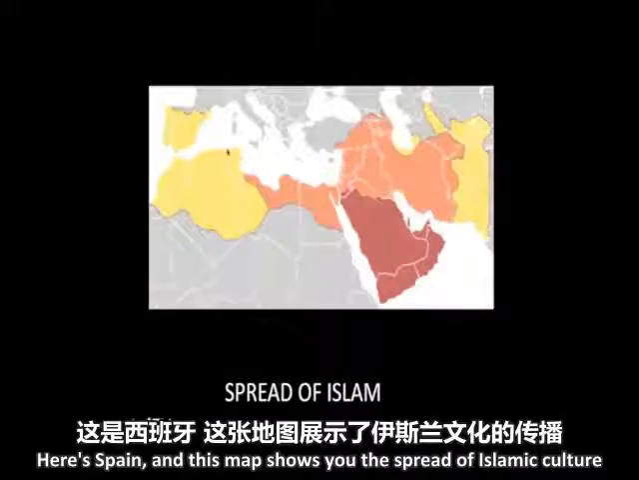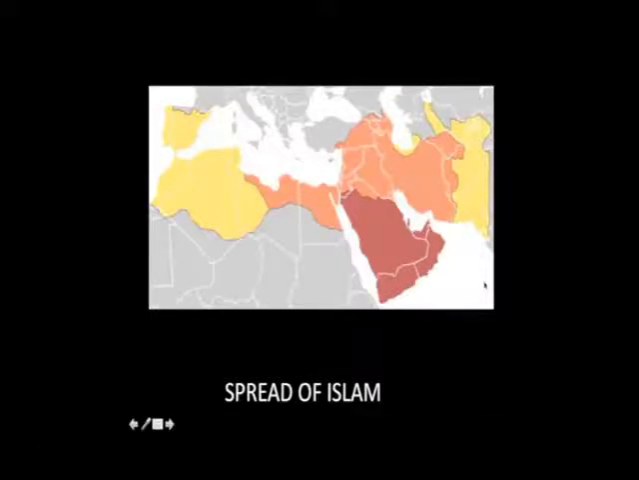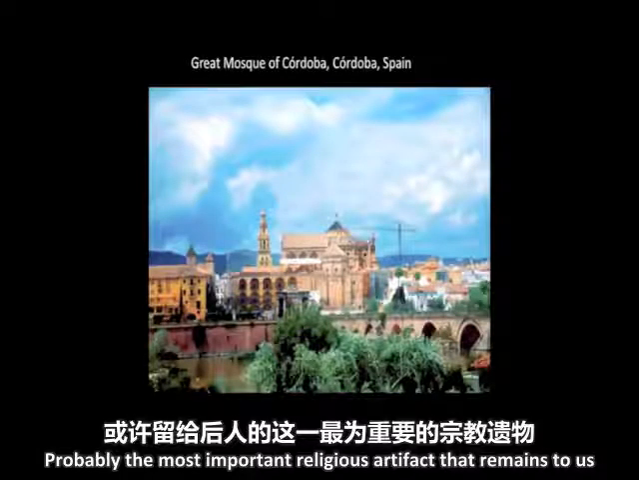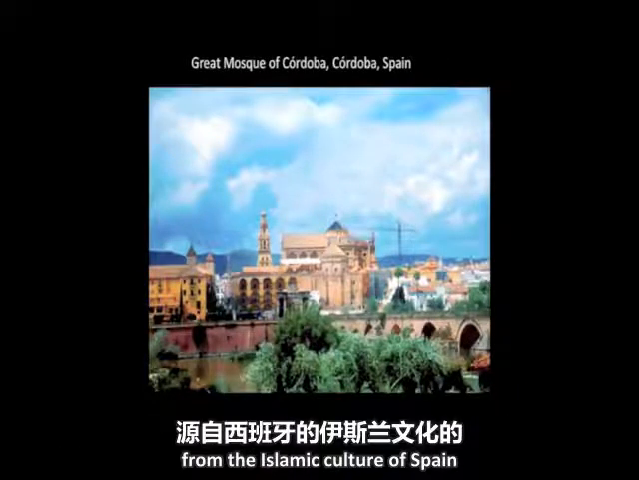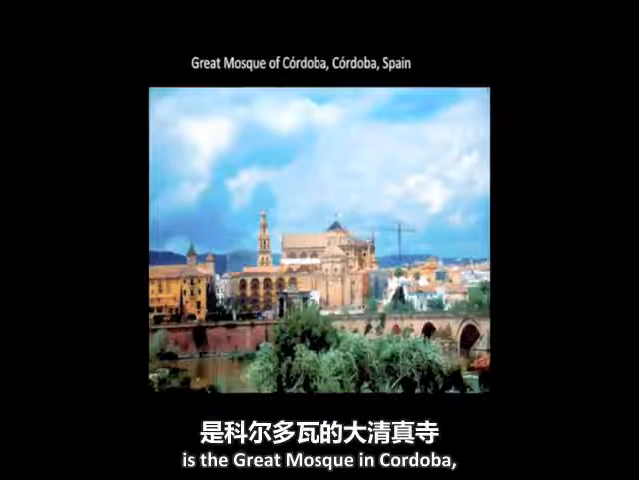And here's just a map. Here's Spain, and this map shows you the spread of Islamic culture during the Umayyad period. Probably the most important religious artifact that remains to us from the Islamic culture of Spain is the great mosque in Cordoba.